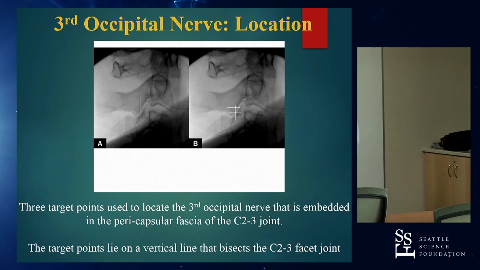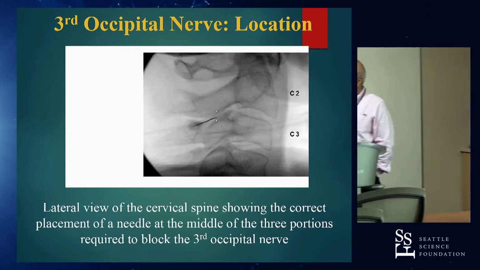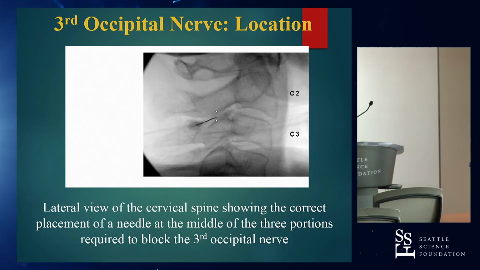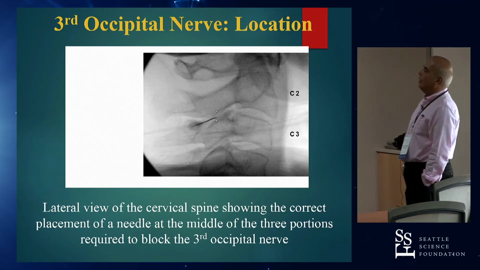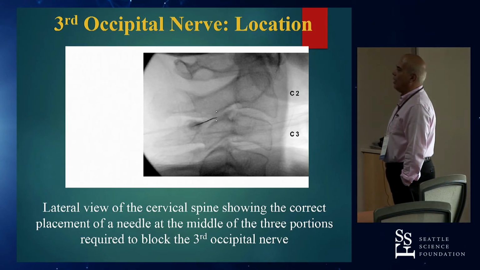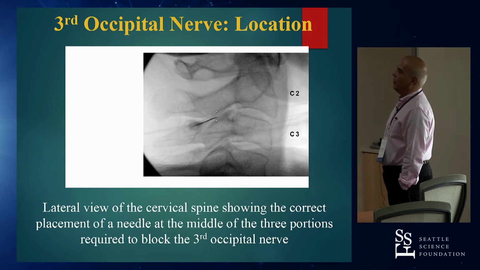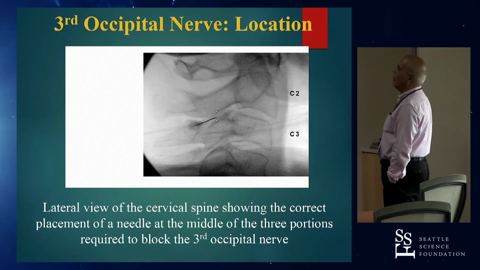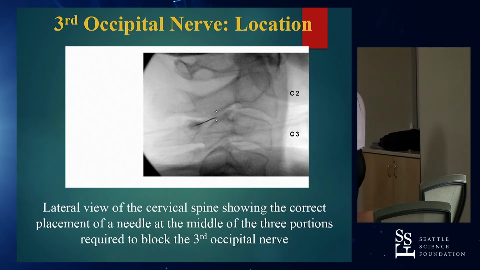As you can see in this image, you can see a lateral view of the cervical spine with a needle placed in the middle of the three portions required to block the third occipital nerve, and the white dots show you where the other two locations of the nerve are, so that you can potentially place a needle at those levels and obtain an adequate block of that particular nerve.